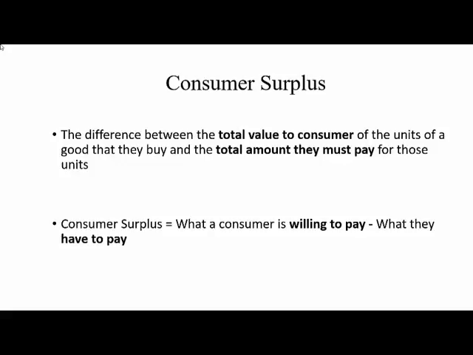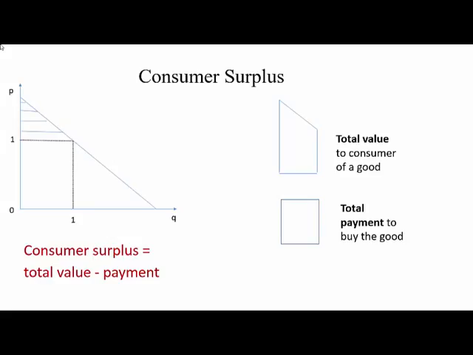Consumer surplus. Generally speaking, that is the value gained by a consumer in a trade. Consumer surplus is equal to the amount of money that a consumer is willing to pay for a good, minus the amount of money that he or she actually has to pay to buy the good. Let's take a look at the graph.